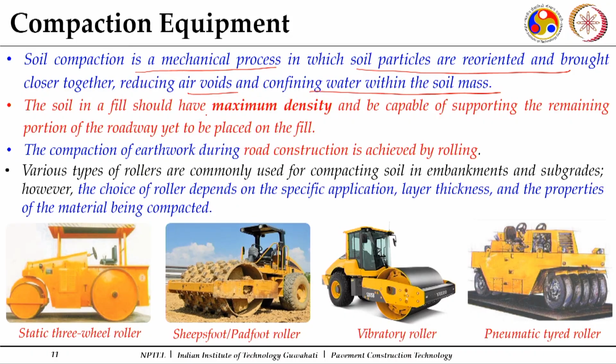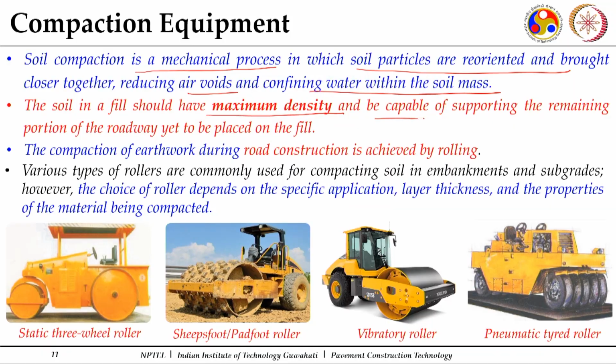The soil in a field should have maximum density, which we try to get from our laboratory designs, through which we figure it out. These soils can achieve this kind of density at a particular moisture content, and we want to achieve a certain percentage of that density in the field also. Once those densities are achieved, the soil is capable of supporting the remaining portion of the roadway yet to be placed, because the upcoming layers are going to come over your earthwork or the embankment and the subgrade construction.